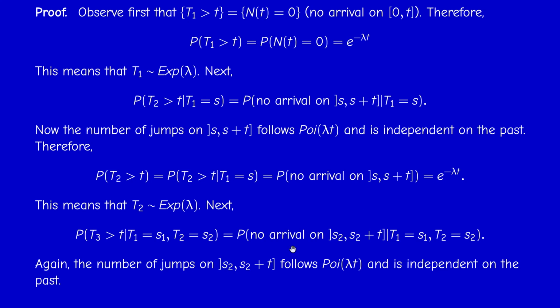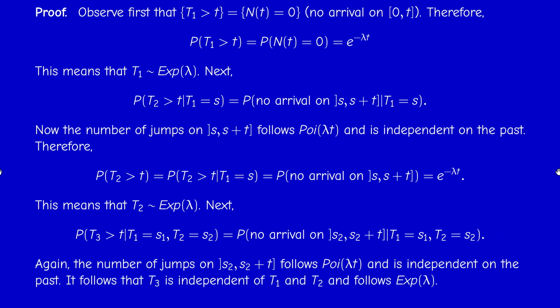So once again, T3 is independent of T1 and T2 and follows an exponential distribution of parameter lambda. And if you continue in this way, we get the result. So T2 is independent of T1, T3 is independent of T1 and T2, and so on. Not terribly difficult.